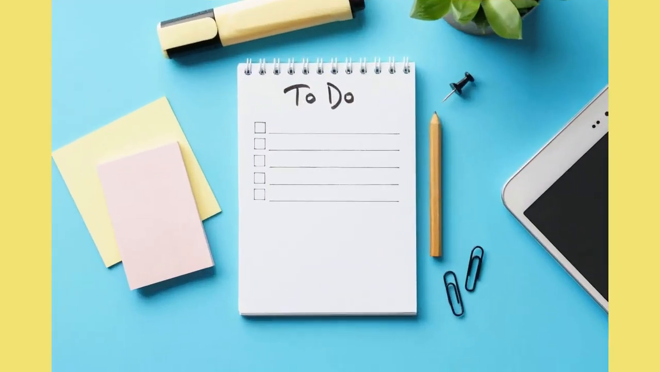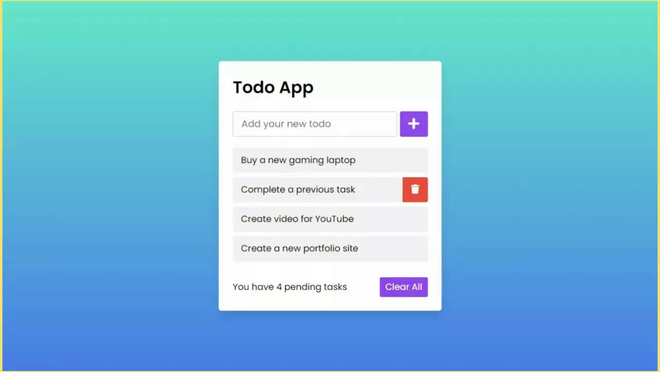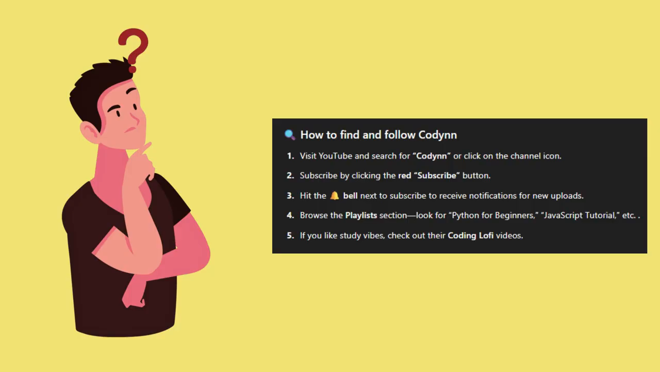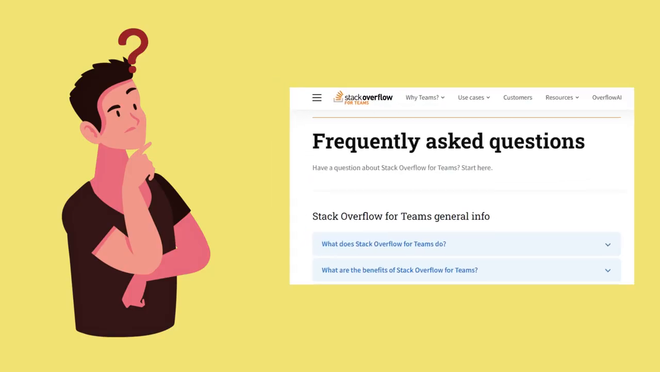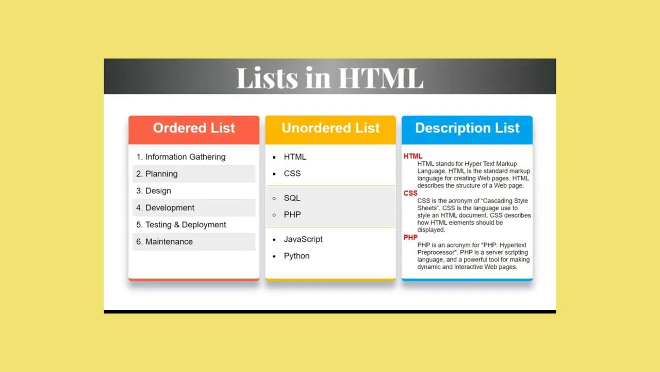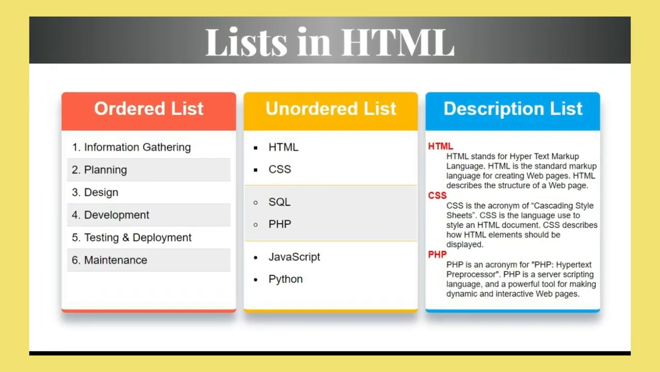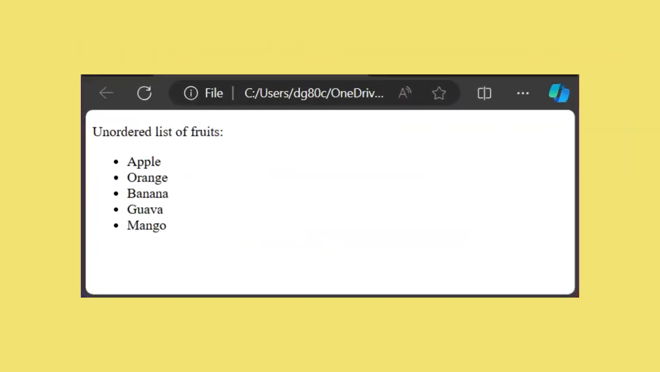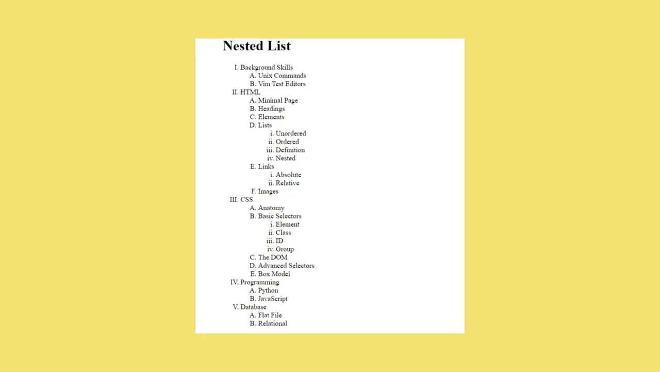Ever tried to write a to-do list but on a website? Or ever wondered how a website shows bullet points, step-by-step instructions, or even FAQs? Well, guess what? That's all done using lists in HTML. And in this video, I'll show you 3 types of lists you can create, from classic bullet points to structured descriptions, and how to use them like a pro.